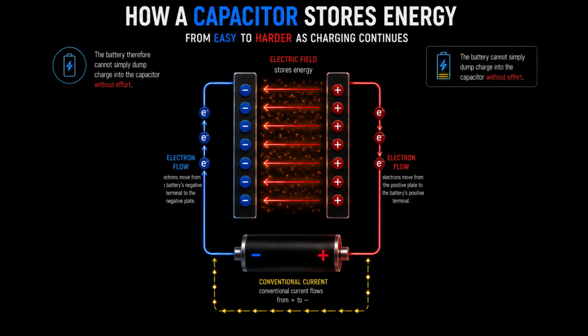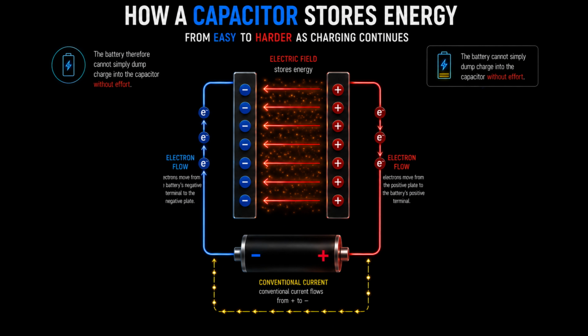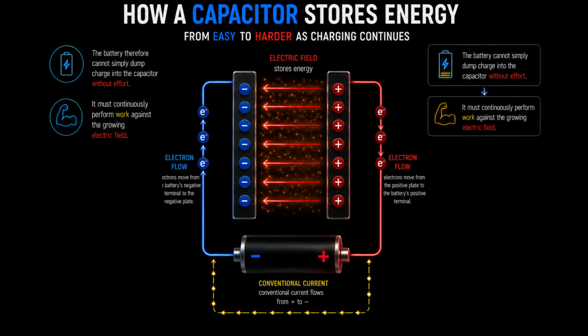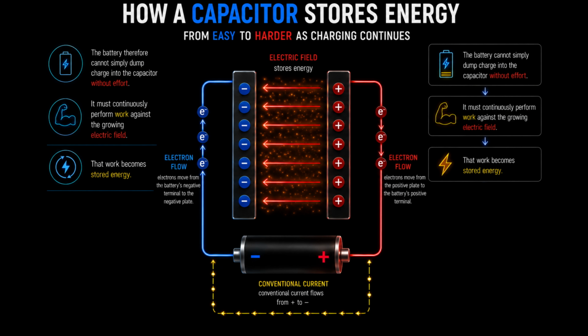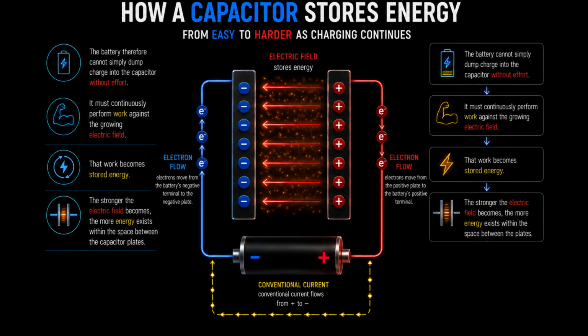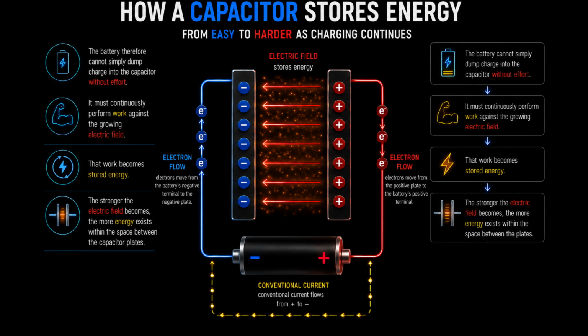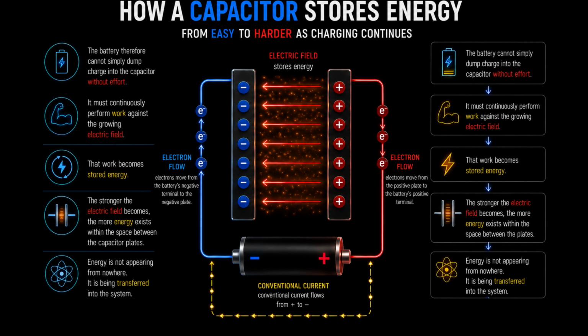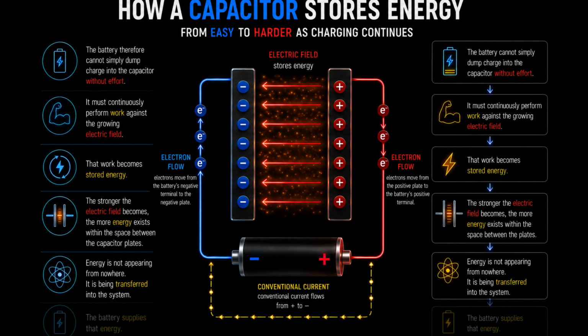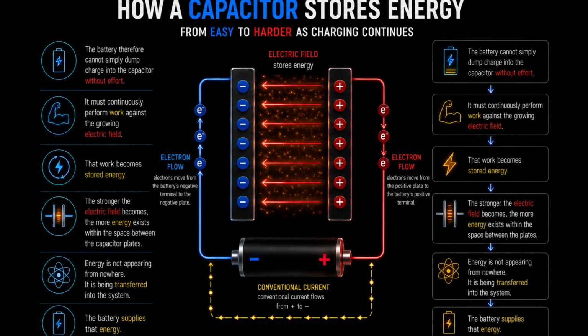The battery therefore cannot simply dump charge into the capacitor without effort. It must continuously perform work against the growing electric field. That work becomes stored energy. The stronger the electric field becomes, the more energy exists within the space between the capacitor plates. Energy is not appearing from nowhere, it's being transferred into the system. The battery supplies that energy.